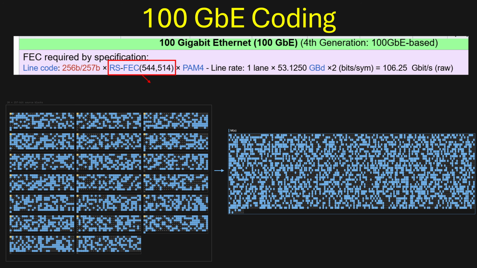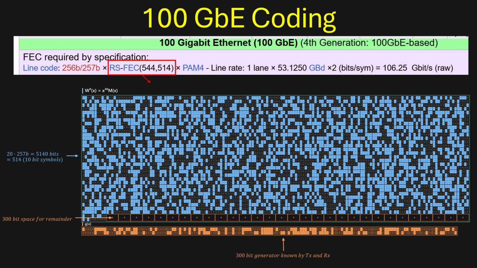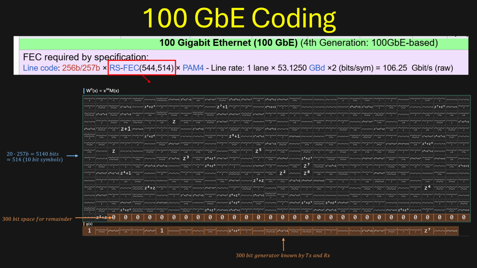It is numbered as such because 20 of the 257-bit blocks are combined into 5,140 bits, which are then sliced into 514 10-bit finite field elements. This means each 10-bit symbol represents one of the 1,024 possible order 9 polynomials with 0 or 1 as coefficients. Those symbols become coefficients of an order 543 polynomial with 30 empty symbols added on to the end.